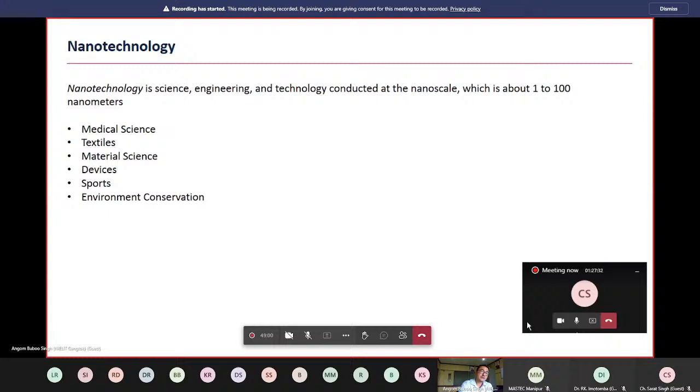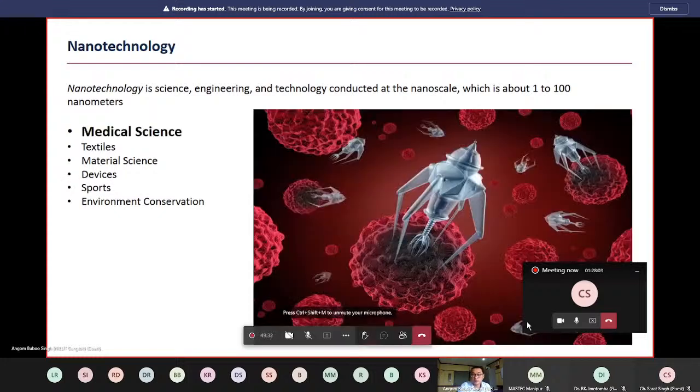Now, the next is nanotechnology. Nanotechnology is a very fascinating science area where the particles are on a nanoscale, something around 1 to 100 nanometers, that is a billionth of a meter. It's very, very small. As my previous speaker also mentioned, they use nanotechnology in agriculture, and it is also used in other areas like medical sciences. We use nanobots to target specific cells.